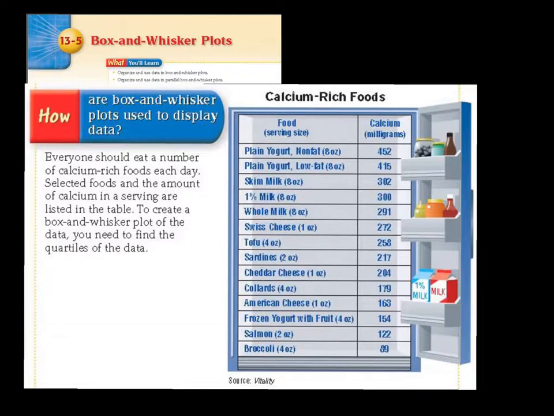Everyone should eat a number of calcium-rich foods each day. Selected foods and the amount of calcium in a serving are listed in the table. To create a box and whisker plot of the data, you need to find the quartiles of the data.